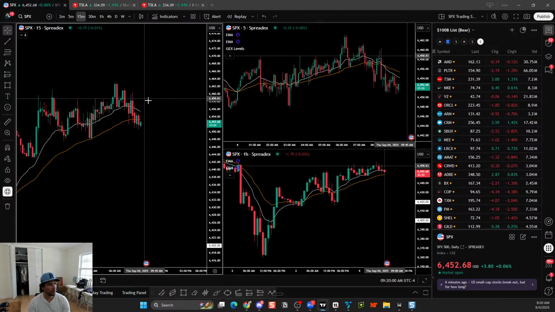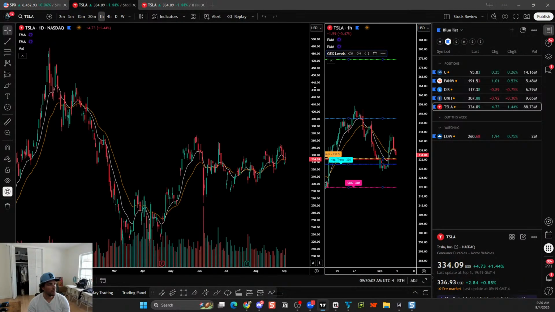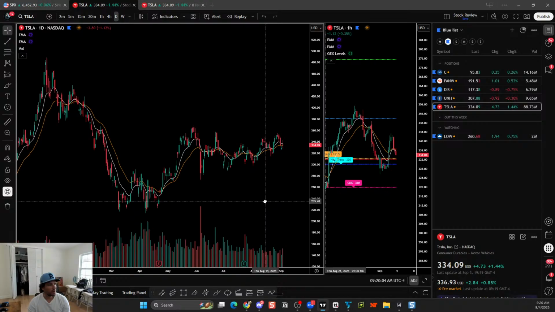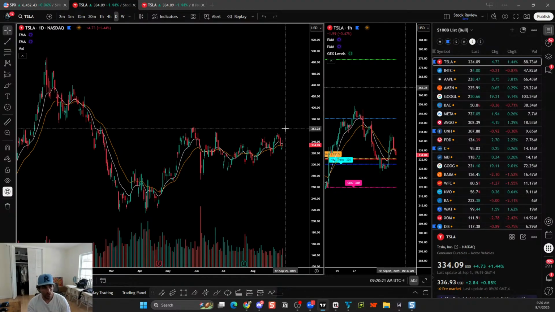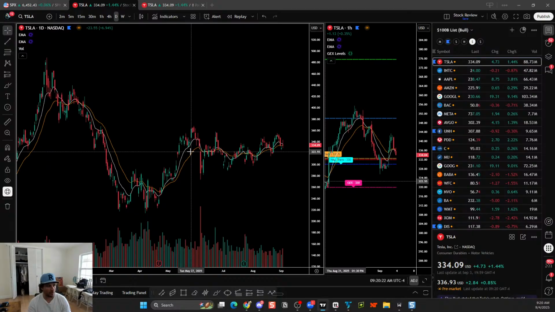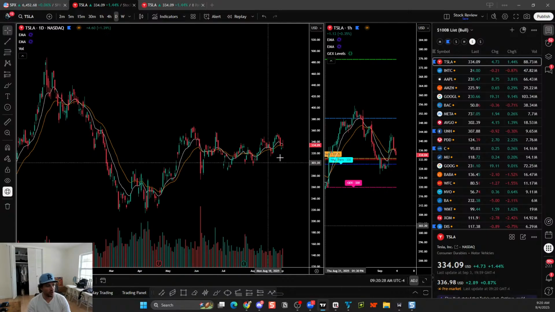Just going through the stocks I had today, like the bull list. Tesla's the number one name on it. It's above the transition zone, good to see, so encouraging. To the extent you want to add your own technical analysis flair, cool. I just have some basic simple moving averages on there because the market tends to respect those, so I want to be cognizant of that.